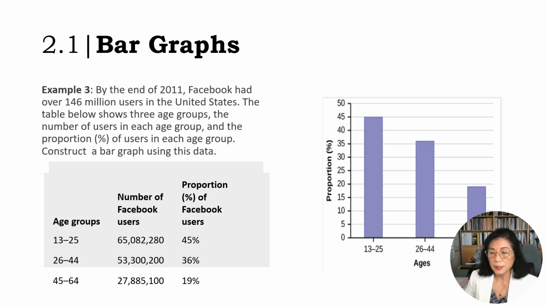Then you just draw the rectangular bar, go up to match each percent for each age group. That's the one we call the bar graph.